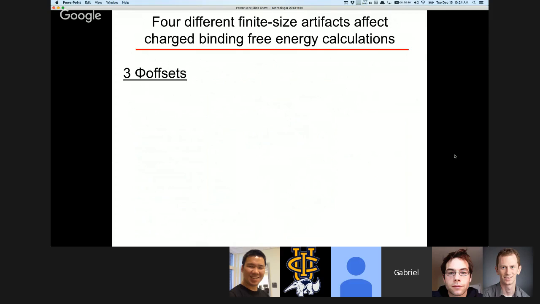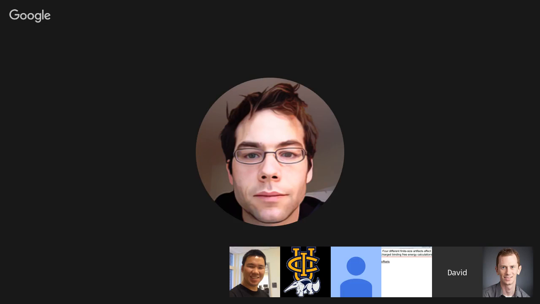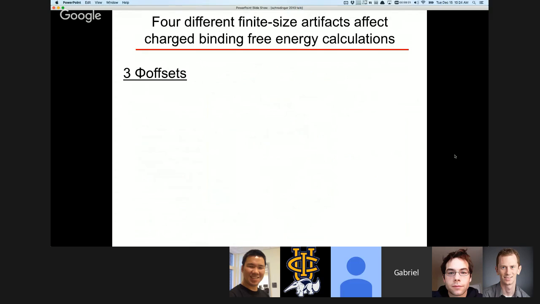So what you'd like to do is take your periodic simulation and extrapolate the results to some meaningful reference state that could be compared between different groups or compared to experiment. And the meaningful reference state that we argue for in this paper is the idea of an infinite non-periodic system where your molecules are at infinite dilution.